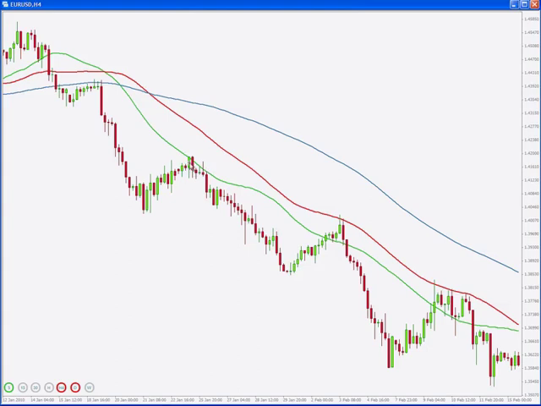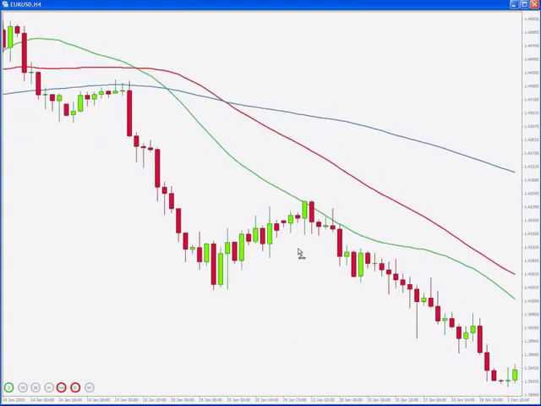So, pullback, bounce. This is the first candle. Let me zoom in a little bit. That's the first candle right there to close beyond the dynamic area of support and resistance. That's where we enter the market. We can place our stop loss either there or there. Obviously, this one would be rather more conservative since it's larger.